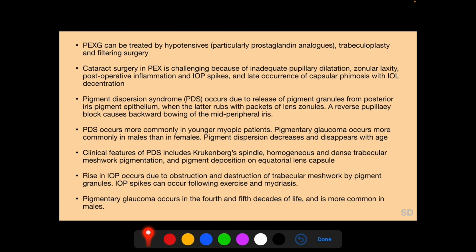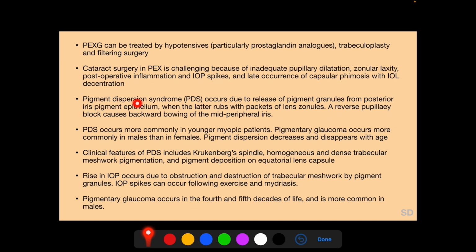Pseudoexfoliation glaucoma can be treated by hypotensive medications, particularly prostaglandin analogues, trabeculoplasty, and filtering surgery. Cataract surgery in pseudoexfoliation is challenging because of inadequate pupillary dilatation, zonular laxity, post-operative inflammation and IOP spikes, and late occurrence of capsular phimosis with IOL decentration.